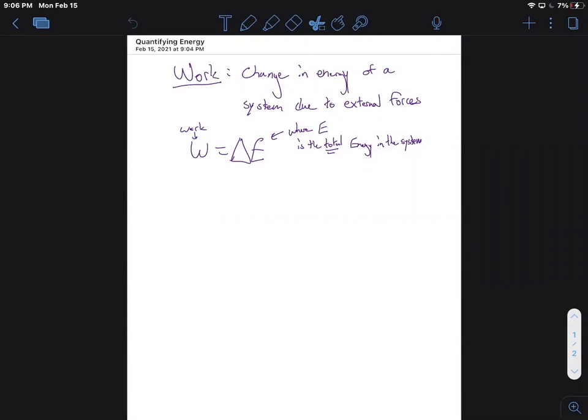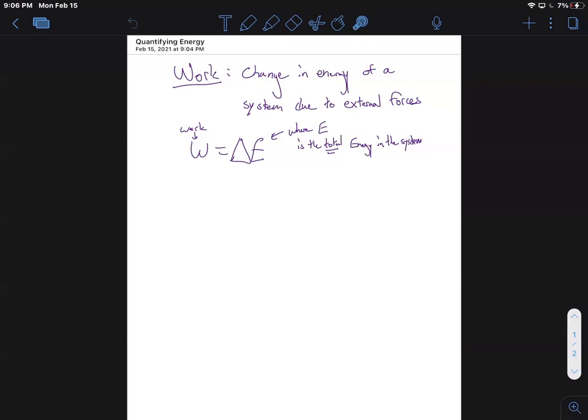In this video, we're going to be looking at how to quantify energy, or how to come up with some mathematical formula to allow us to calculate how much energy there is in a system and how it changes from one type to another. And we're going to do that by starting with this idea of work. Work, again, being the change in energy of a system due to external forces interacting with that system.